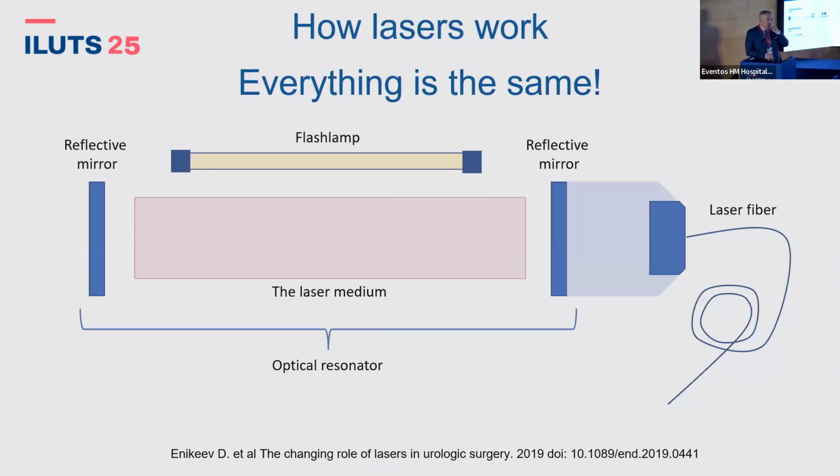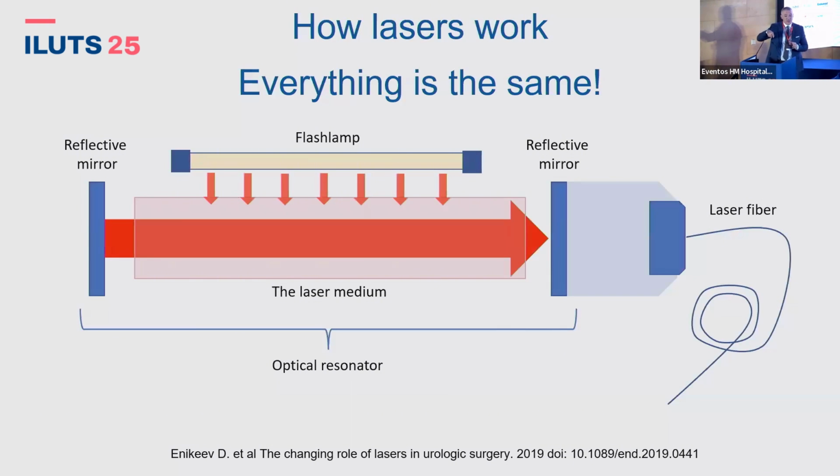And maybe before I start to talk about TFL, I would like to explain in very simple terms how lasers work, because I think it will be very important to understand the difference between the lasers. So the basic principle of all lasers is always the same. A flash lamp pumps energy into the crystal between two mirrors. Energy increases, then one mirror is opened, and energy goes to the laser fiber. So it's very, very simple.